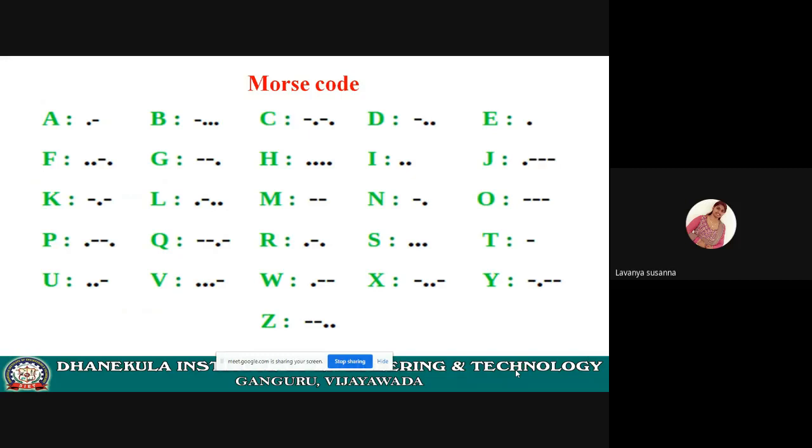B means first a long dash, that means a long beep sound, and then three dots. Three dots means three short beep sounds. Beep, beep, beep.